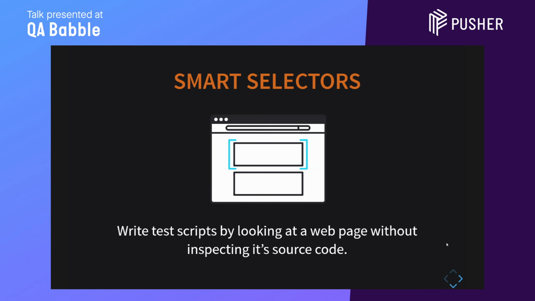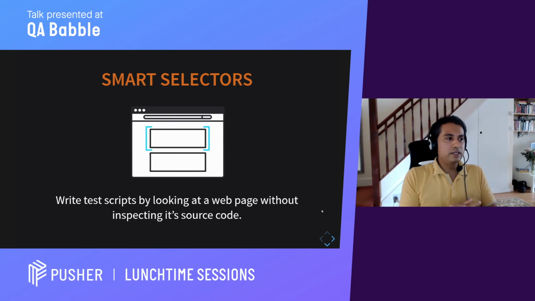Now, how does it do this? It does this by using smart selectors. So you write test scripts by looking at a web page without inspecting its source code. Traditionally, whenever we try to automate something, we first identify the element, say using a CSS selector or XPath, and then we perform an action on it. But in Taiko, the advantage is that whatever you see on the page, you are trying to automate that. So if you see a text, say Google, you say click Google or highlight Google, and it will do that for you.